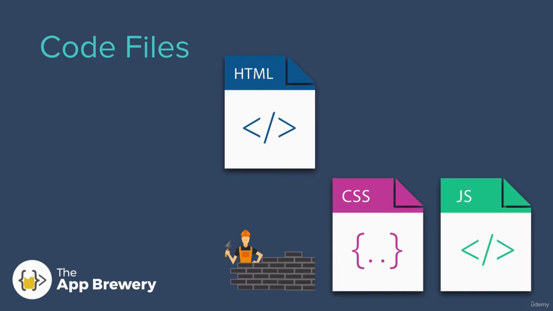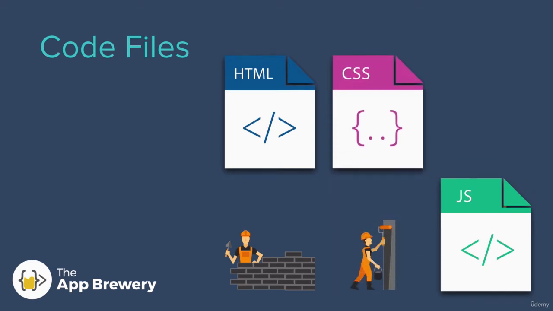Now, the second type of file are CSS files. And these files are responsible for styling your website. If you were building a house, then this would be the painters and decorators. They would be going around painting the walls or adding stylistic flourishes to your place and generally making the place look the way that you want it to. And that's exactly what CSS code does as well.